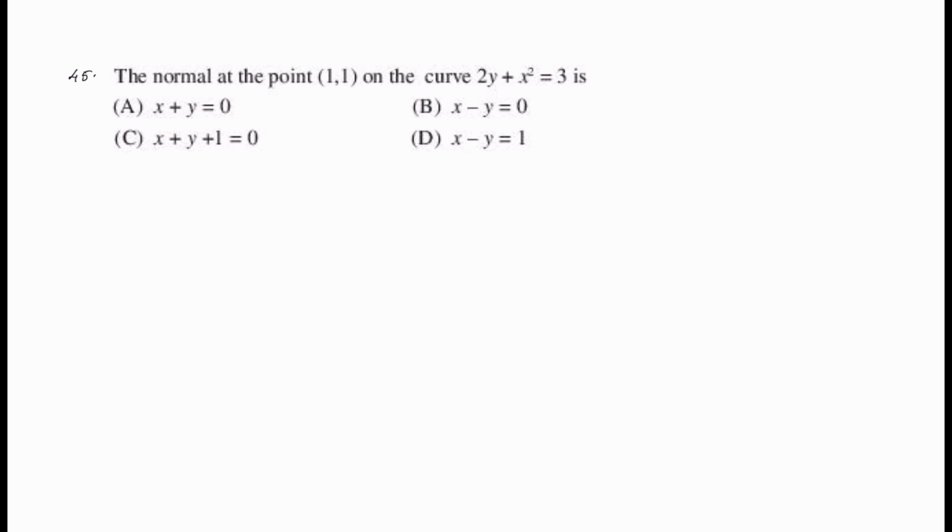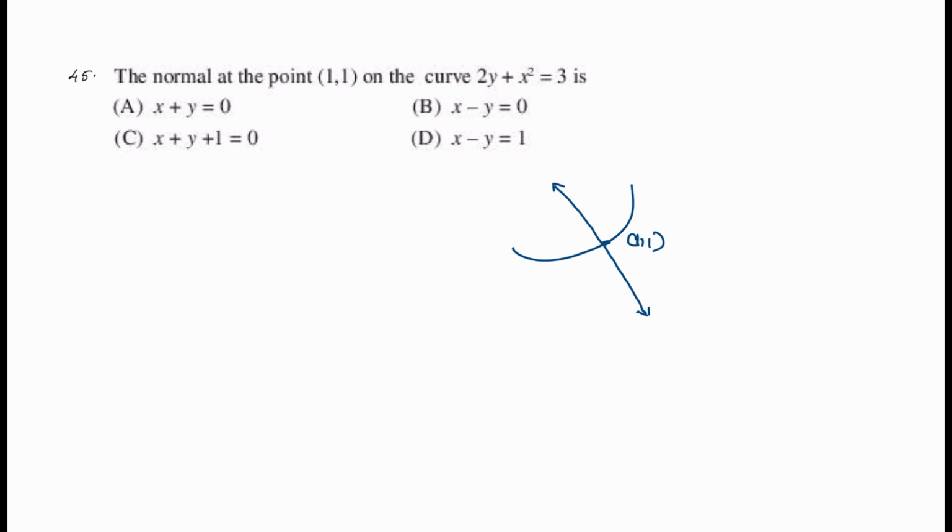Question 45. The normal at the point (1, 1) on the curve 2y plus x square equal to 3 is. Normal equation is given. We have to check which option is the correct option. We can substitute and check. This is the curve and normal is drawn at a point (1, 1). That means (1, 1) lies on the normal line. So it should satisfy the normal equation. So we can substitute and check. That is the easier method.